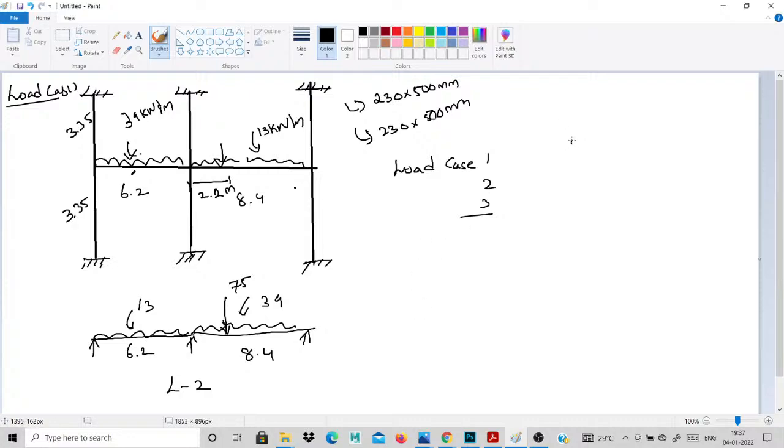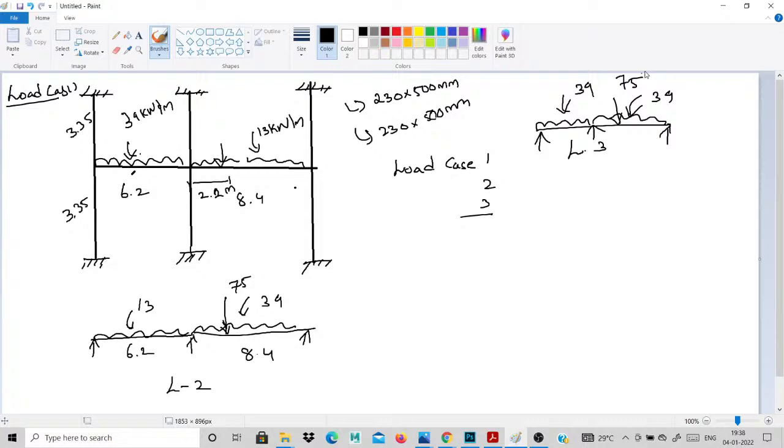The next one is load case 3. Same like that, in load case 3, I give the higher load. I give the higher load of 39 for both sides. This is also 39, and our point load is 72. You may ask why I give the higher load: then I take the bending moment at all, since the span is different.